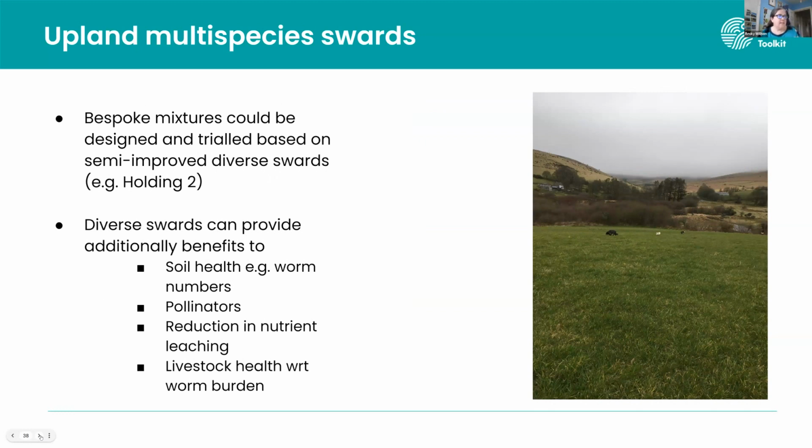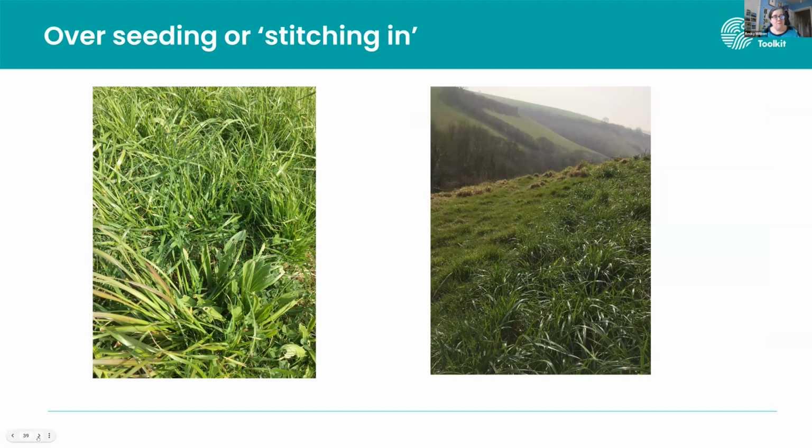Again, trialing different options to see what works, but also remembering that even though the benefits will come from improved sequestration, we're also going to get those other benefits in terms of improved soil health, improved pollinators, reduction in nutrient leaching in terms of holding on to those nutrients, and also livestock health in terms of reducing our reliance on anthelmintics and improving the livestock's ability to deal with worms. How do we do that? Well, again, different options in terms of thinking about overseeding or stitching in and getting those things through.